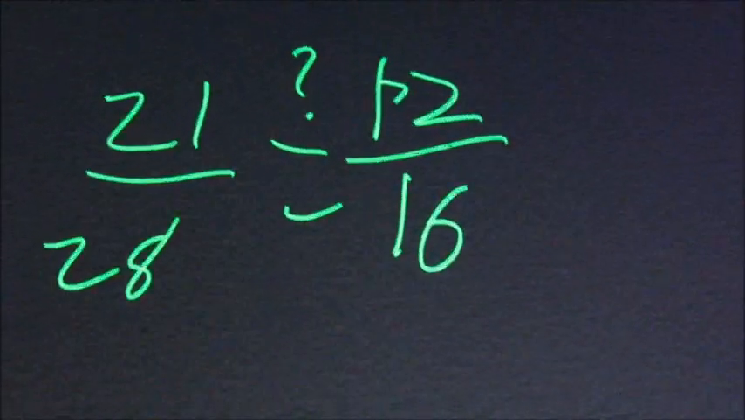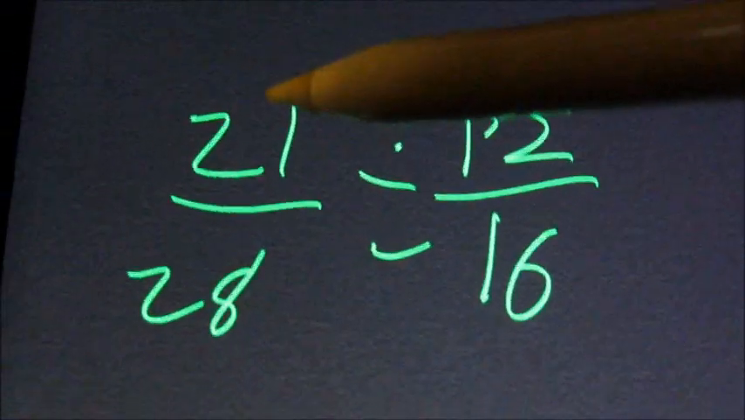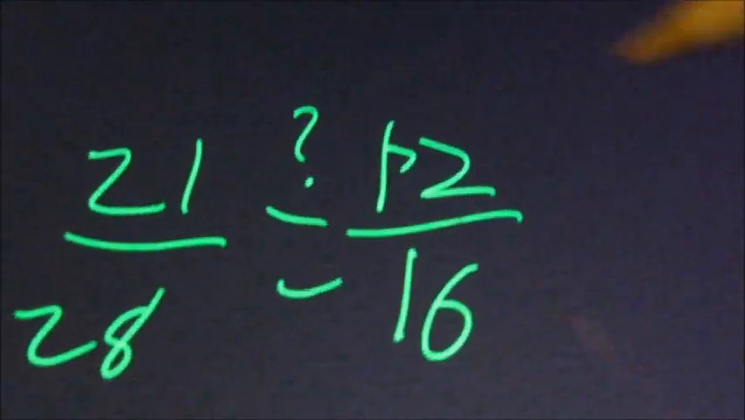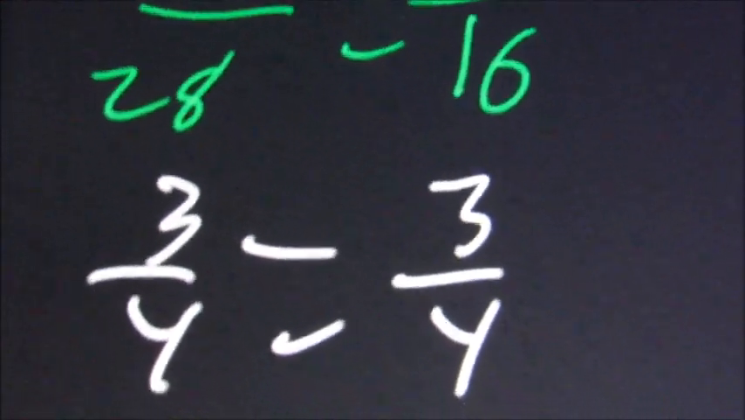So the next one, let's say we have 21 over 28. Does that equal 12 over 16? So let's first reduce both. We can divide both of these by 7 and get 3 over 4. We can divide both of these by 4 and get 3 over 4. 3 over 4 equals 3 over 4, so those two are equivalent.